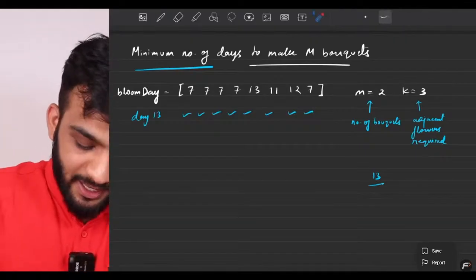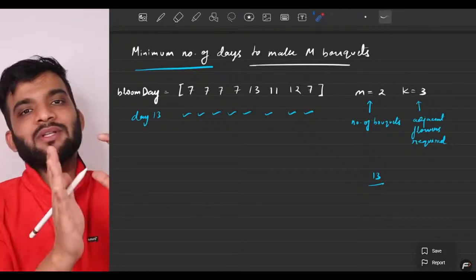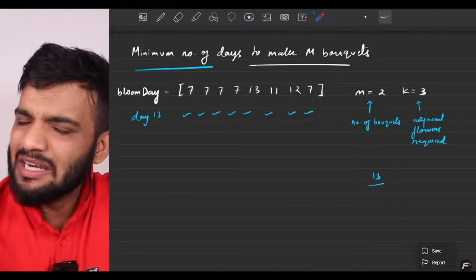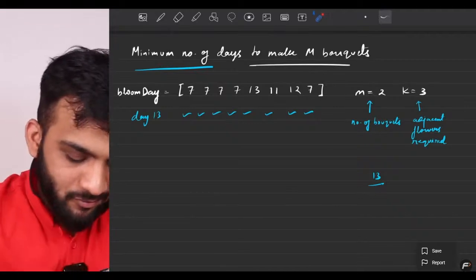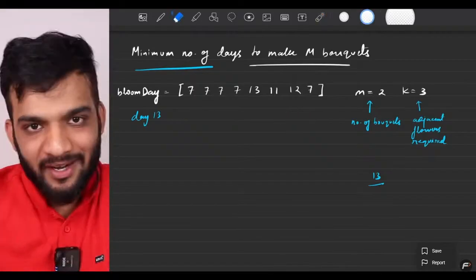But the problem is, I need the minimum. So I need to figure out a smaller value than that maximum possible answer. And the question is, what is the minimum possible answer? Now you can probably say 1 day and check it out, and then you can say 2, check it out, you can say 3, check it out, you can say 4, check it out.